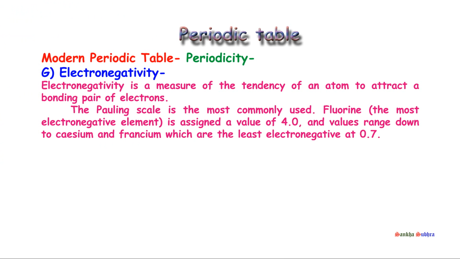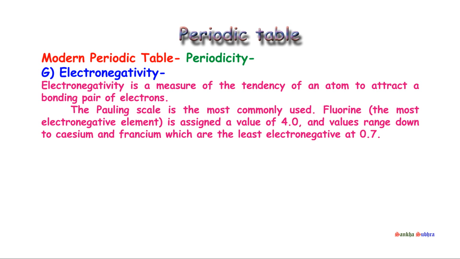The next periodic property which is going to be described right now is the electronegativity. Electronegativity is the measurement of the tendency of an atom to attract a bonding pair of electrons towards itself. Basically, during a covalent bond, there is the sharing of electrons, and the tendency of attracting the shared pair of electrons towards itself is known as the property of electronegativity. We use the Pauling scale to measure this type of electronegativity.